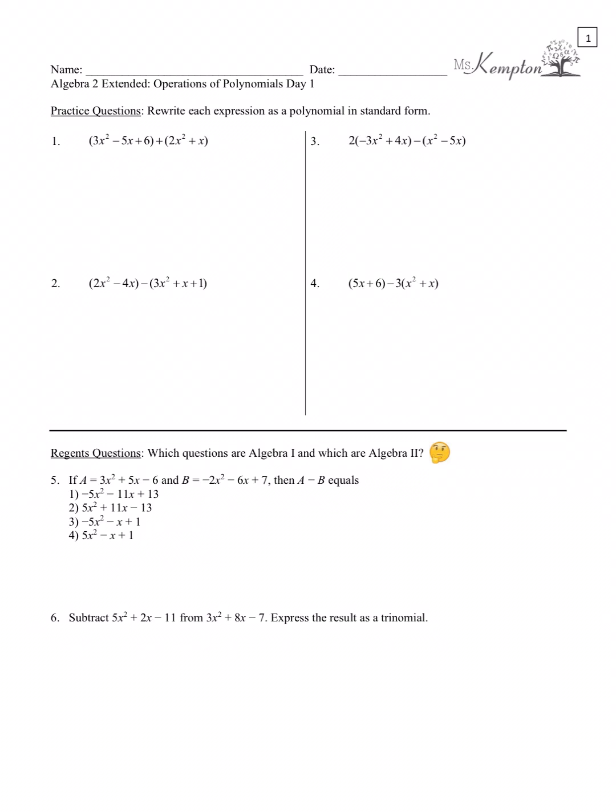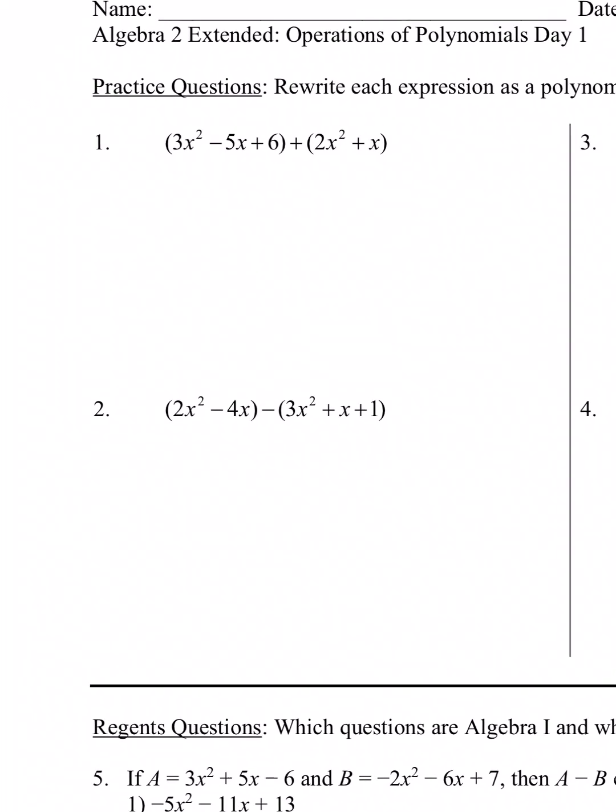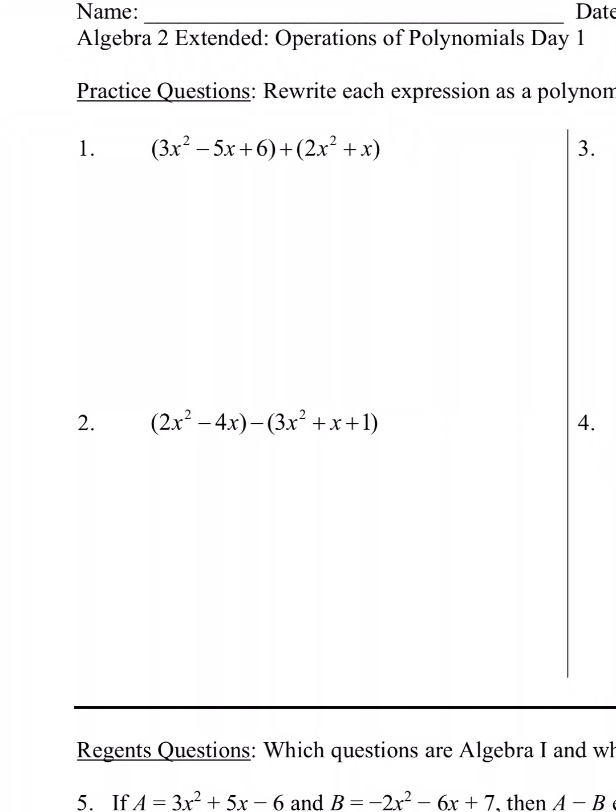We're going to work on some practice questions. We're going to rewrite each expression as a polynomial in standard form. So the first 4 questions we have are just adding and subtracting. When you add and subtract, all you have to do is just combine like terms. Like terms are anything that have the same exponent.